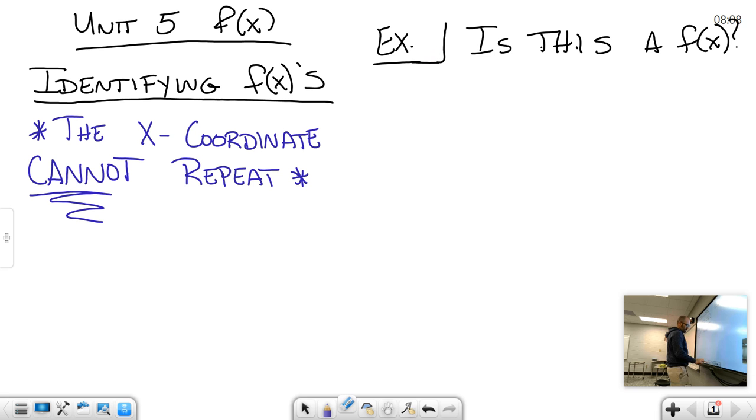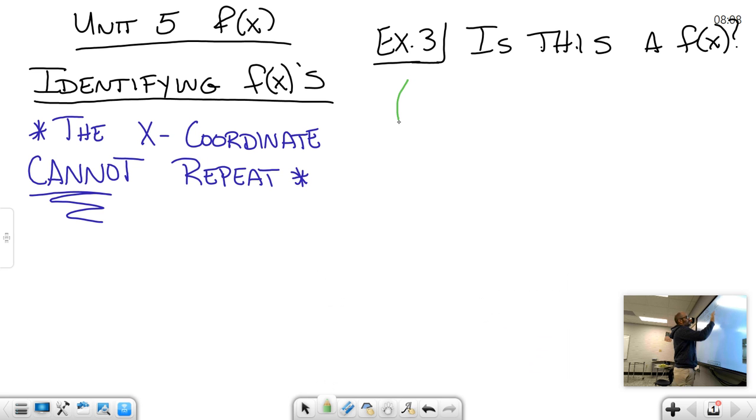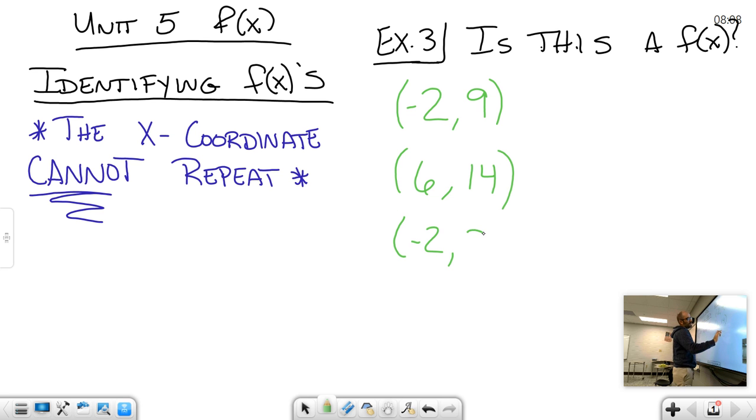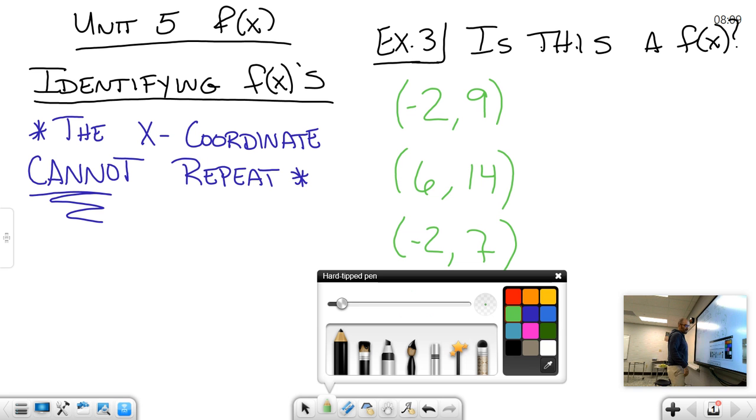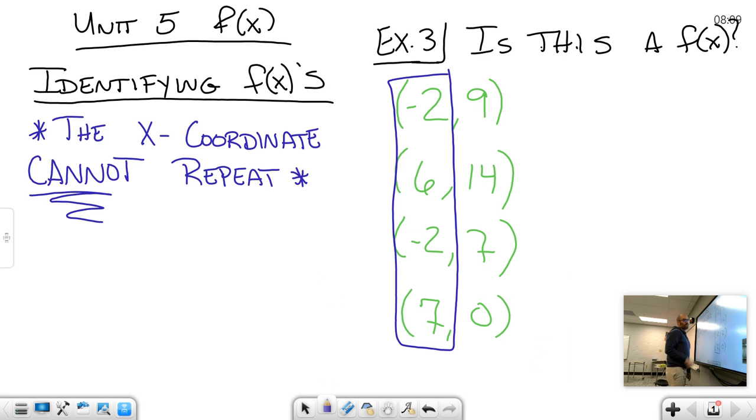Okay, say example 3, and so I have negative 2, 9, 6, 14, negative 2, 7, and 7, 0. Was this a function, yes or no? Remember, all we're doing is looking at the x values. So if I look at these x values here, look at my x's. This is a function, yes or no? This one is not. This one is not a function.